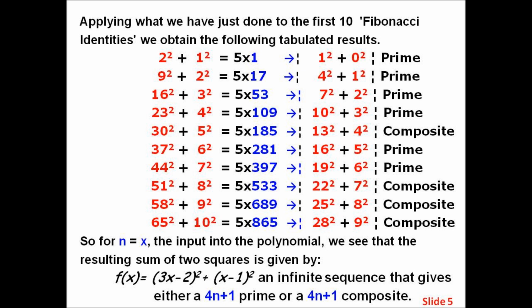So for n equals x, the input into the polynomial, we see that the resulting sum of two squares is given by f of x is equal to 3x minus 2 all squared plus x minus 1 all squared, an infinite sequence that gives either a 4n plus 1 prime or a 4n plus 1 composite.